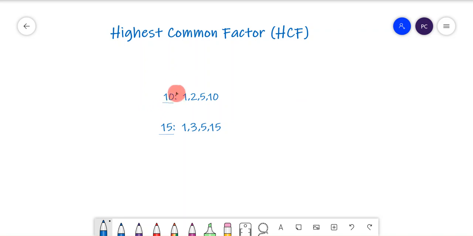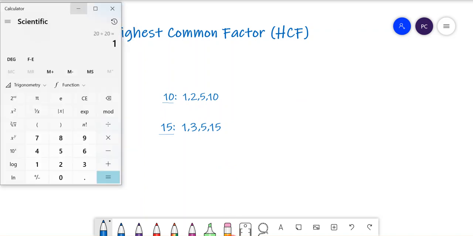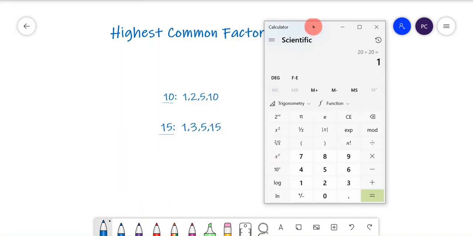So if we have a look at the number 10, the factors of 10 I've listed here. The factors of 10 are 1, 2, 5 and 10. So why are these factors of 10? Because if I was to take any of these numbers and divide them into this number, they would divide in evenly. Just as an example, if I was to take the number 2 and divide that into 10, we see that it goes in evenly with no remainder.